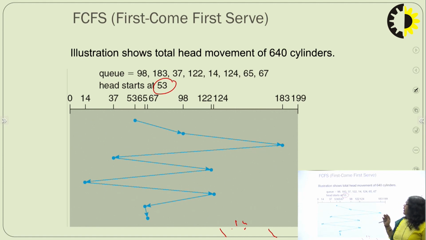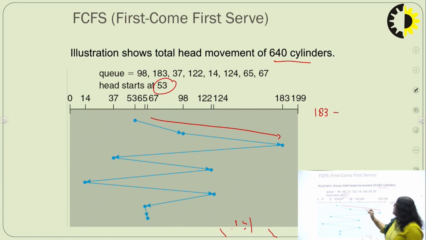So how much total time, or how much seek time, is involved in this particular algorithm? These 640 cylinders are required for the total head movement. So how do we calculate this? Basically, first we have to calculate from this point to this point, because this is one direction. So we start from 183. So 183 minus 53.